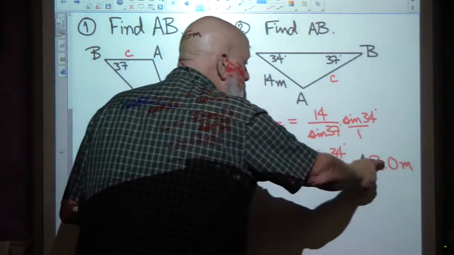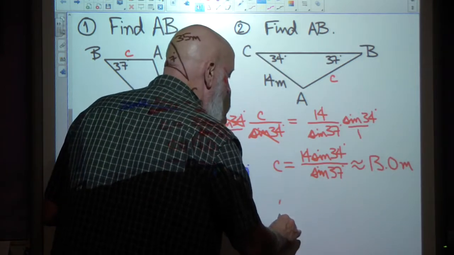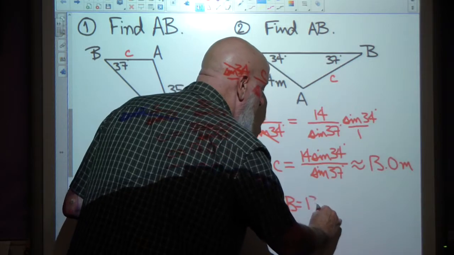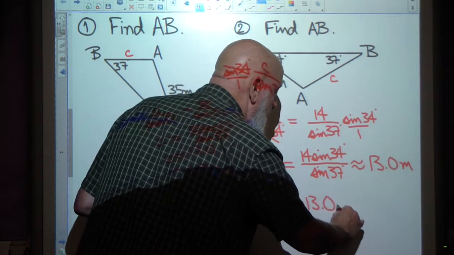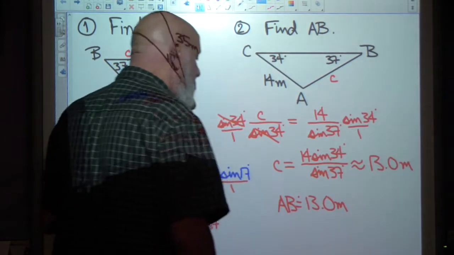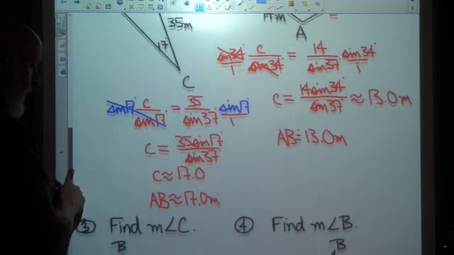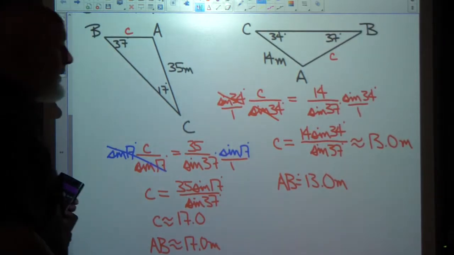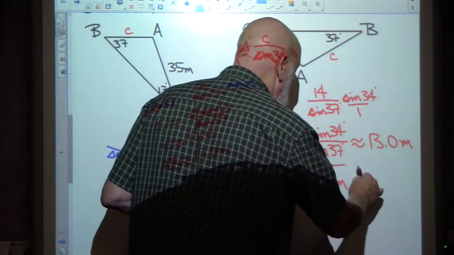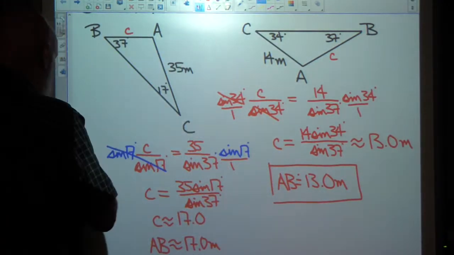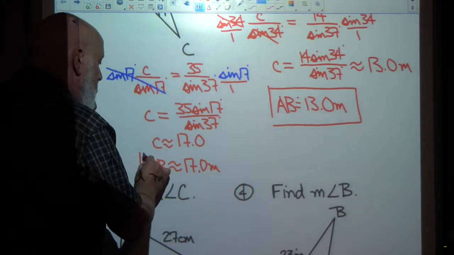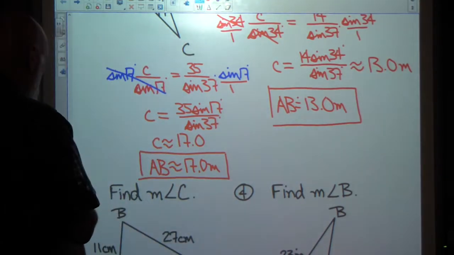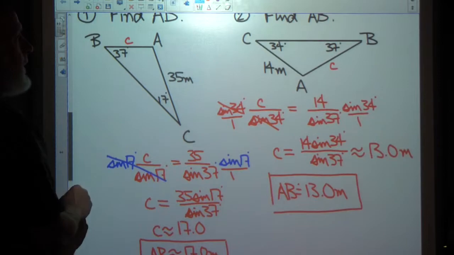So c equals this, or you could say the length of line segment AB is 13 meters. And that's an approximation. And so is this one over here. Yeah, I use an approximation symbol there. Yay! Hopefully that makes sense. This is what we're looking for, and we were asked to find it. We had our tool, the law of sines, that enabled us to find it. And so we're in good shape.